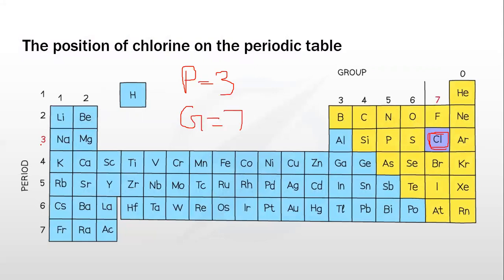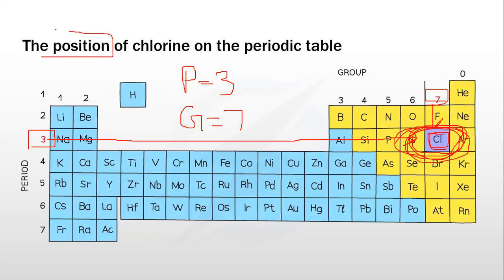तो period 3 आपके पास कौन सा है? This is your period number 3. ये period number 3 था. And what is your group number? Group number था आपके पास 7. तो यहाँ से हमने identify कर लिया that yes, this is where the chlorine is found in the periodic table. तो आपने easily position भी बता दी of the particular element in the periodic table.